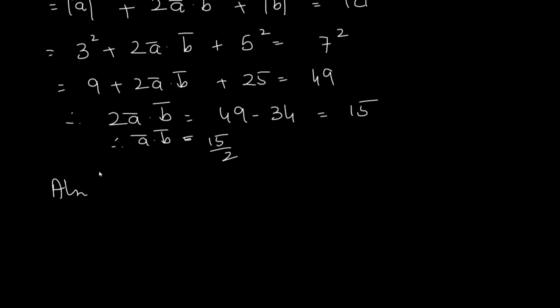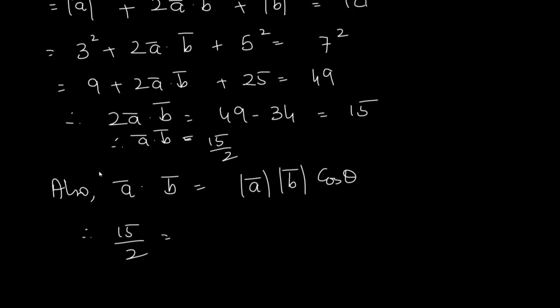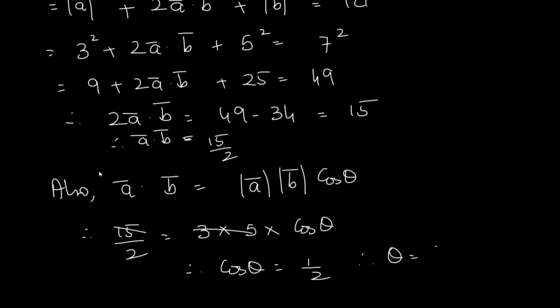Now also, the formula for dot product: A dot B is equal to |A||B| cos theta. Remember this formula, hopefully. So A dot B, that is 15 upon 2, is equal to |A|, which is 3, into |B|, which is 5, into cos theta. 3 into 5 is 15, so 15 and 15 go away, and therefore cos theta is equal to 1 upon 2, and theta is equal to 60 degrees, which is pi by 3. And the answer given to us over here is pi by 3, which is the correct answer.